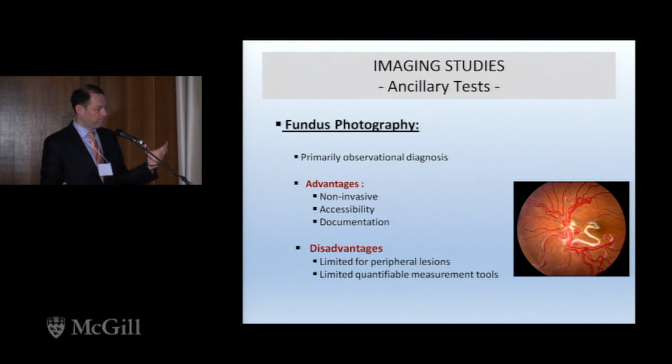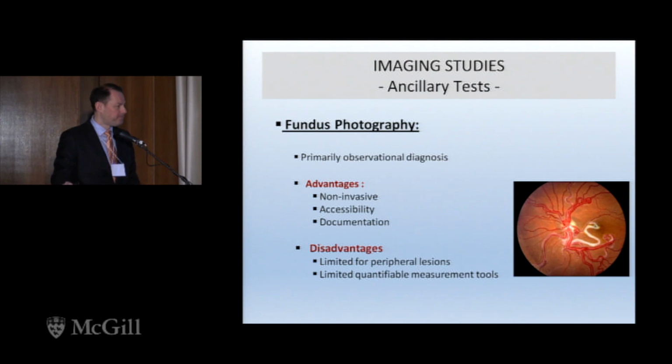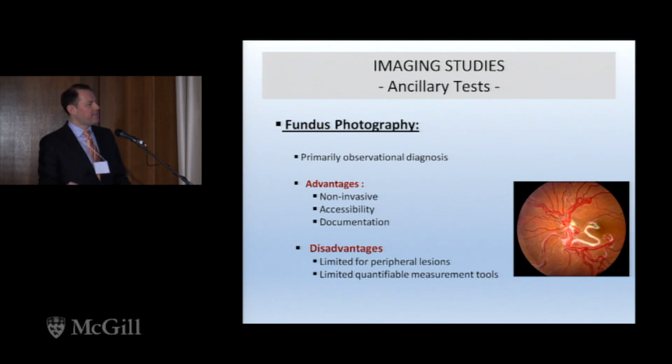So when you can get a nice, clear image of whatever you're looking at, in this case, Wyburn-Mason AVM, it's a great way to follow with time to see if it's evolving in a better way or in a worse way. But some of the disadvantages of fundus photography: it's a pretty simplistic test, and it's limited for peripheral lesions. Up until recently, we haven't had good technology to look out in the periphery of the fundus. And it has relatively limited quantifiable measurement tools.